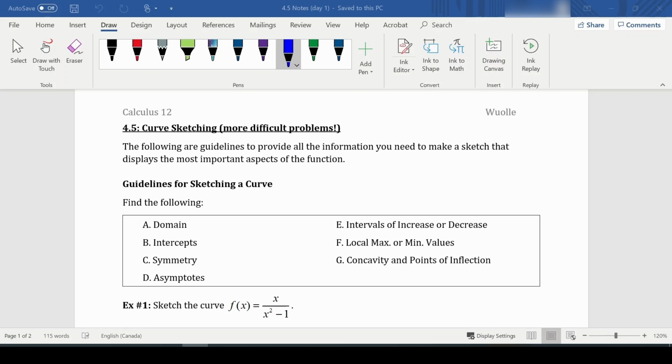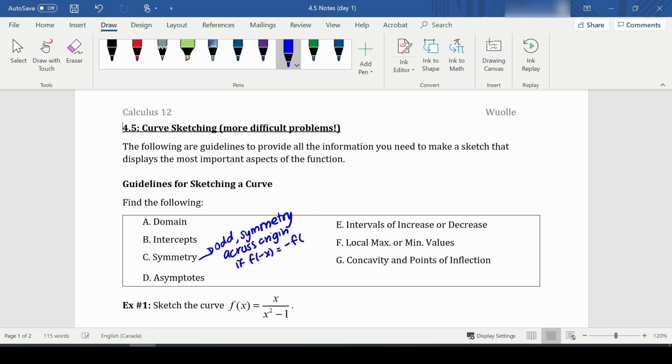Domain you can find using your regular math 10, 11, 12 methods, as with intercepts. A reminder, there are two types of symmetry. Something is an odd function, which has symmetry across the origin, if f of negative x equals negative f of x. So you need to plug negative x into your function and see if you get the negative version of the original function.